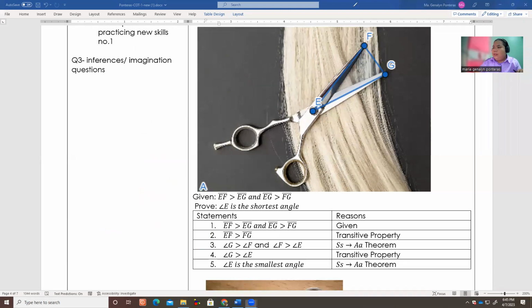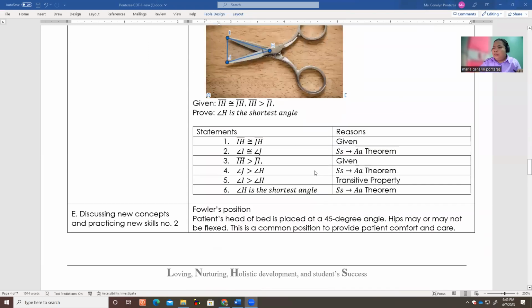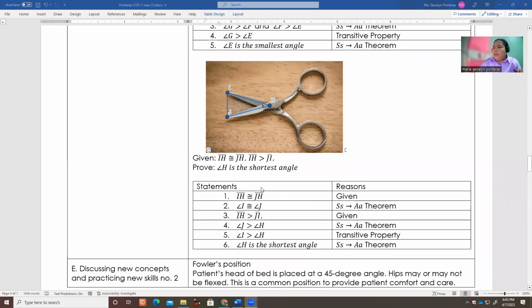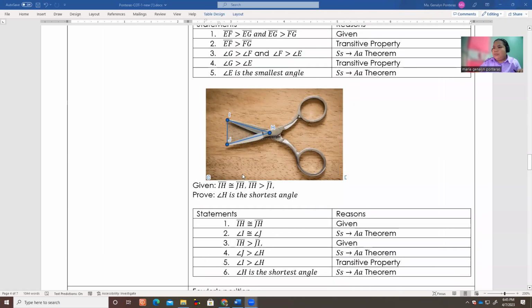Okay. Now let's have the next one. So this is a given. This time we start from side, side pa rin. Tama, side pa rin siya. Given IH is congruent to JH. And IH is congruent to JI. Okay. So this time, dalawang sides yung magkapareho, ano? Dalawang sides yung congruent natin, the IH and the JH. So this is the IH. Let me annotate. So this is the IH is congruent to JH, this one.